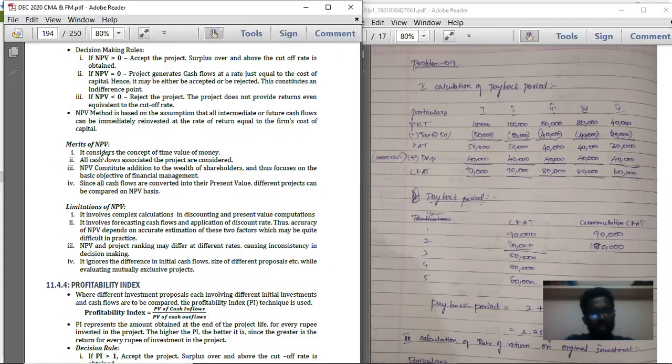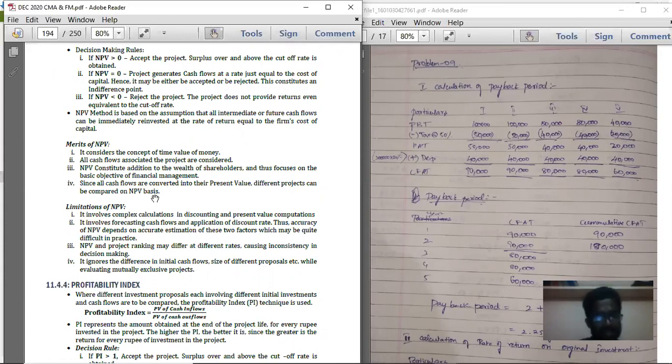So what are the different merits? It considers the time value of money, because you are converting all the future incomes into present value. So you are considering the time value of money, and all cash flows associated with the project are considered. Since all cash flows are converted into present value, different projects can be compared on NPV basis.